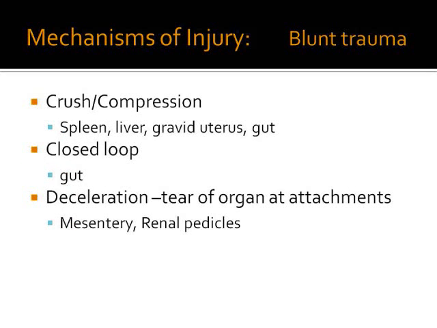Mechanisms of injury. In blunt trauma, these are the mechanisms of injury we could have. One is crush or compression, which can injure solid organs, but can also injure gut. Closed loop, where part of the gut can act as a balloon because of the air in the gut. Then deceleration injury can usually tear organs at their point of attachment.